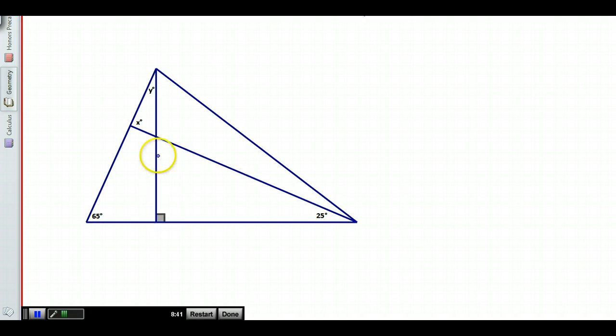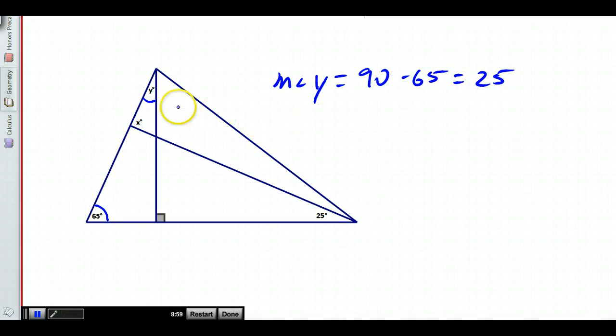We have a right triangle in here, and that means we can get angle Y right away because it has to be complementary to 65. So the measure of angle Y is going to be 90 minus 65, which is 25. Okay? And now we can take a look at angle X, and it is an exterior angle of this triangle right here.